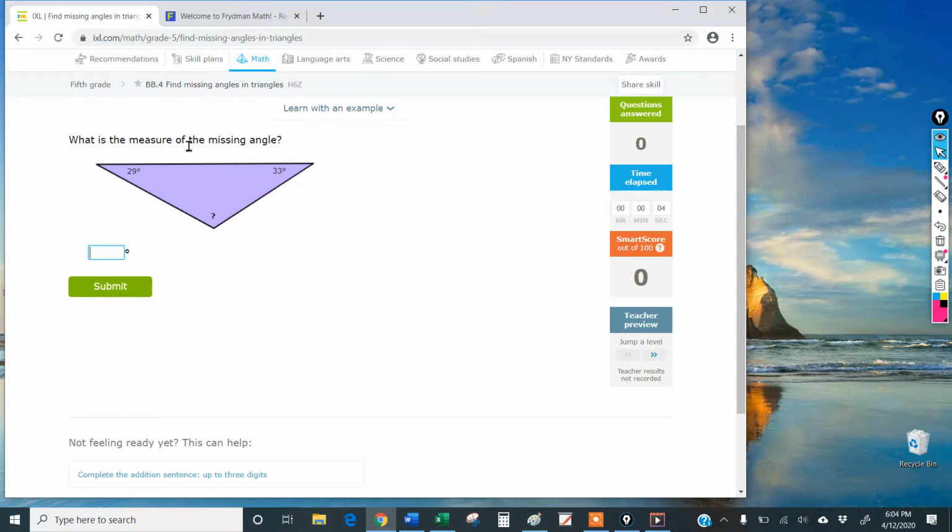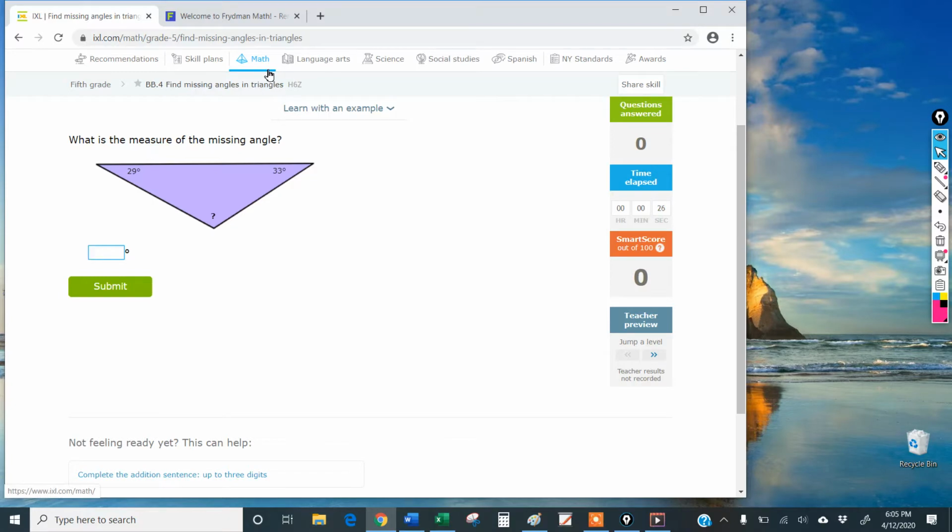What is the measure of the missing angle? So we have a triangle here. We know that one of the angles is 29 degrees. The other angle is 33 degrees. And we have to figure out what the measure of this missing angle is. Now, how are we going to do that?